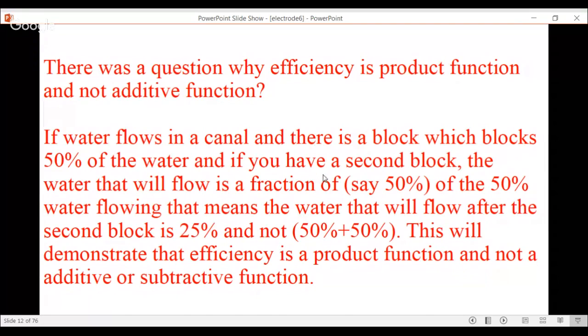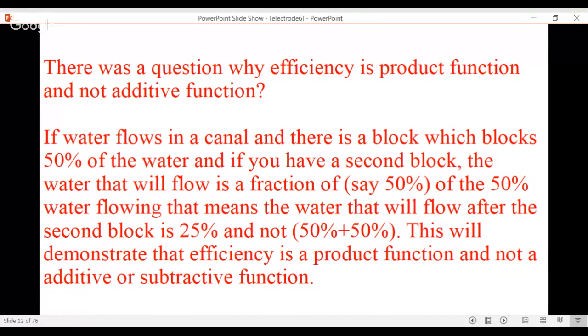The first block is at a distance of 1 mile, and the second block is at the end of the second mile, and we are measuring the water that is flowing in the canal after the second mile. So in the first block, 50% of the water is overflowing, and 50% is retained in the first block. So the water flowing from the first block will be only 50%.